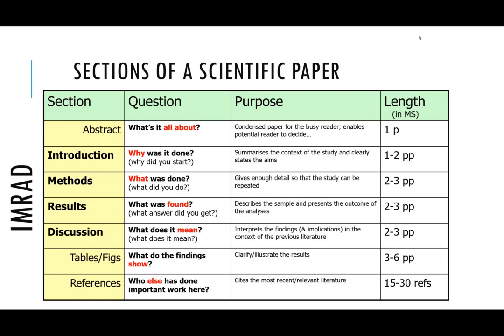The results, this is where you present what was found. What answer did you get? So if you're doing, say, an epidemiological study of older people, this is where you describe how you obtained your sample, how you determined the appropriate sample size, what measures you used, and what analyses you used.